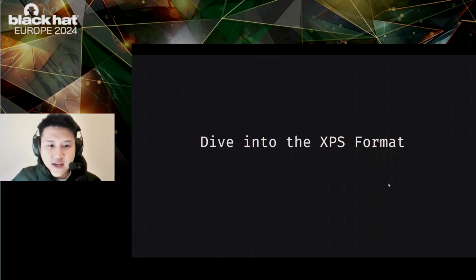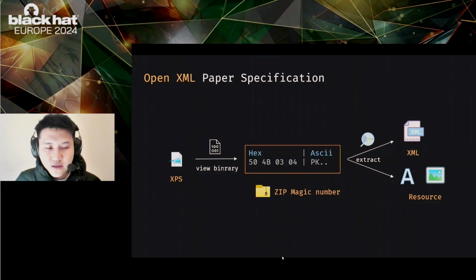Let's dive into the XPS format. The full name of XPS is the Open XML Paper Specification. It's an open specification for a page description language and a fixed document format. As the name suggests, it's an open XML format. This format is widely used in Office applications. It uses ZIP compression technology to store documents. When we extract the XPS file, we will get the XML files and some resource files.